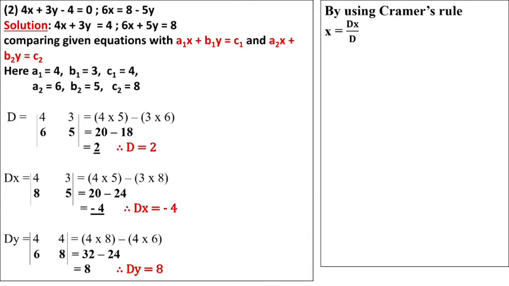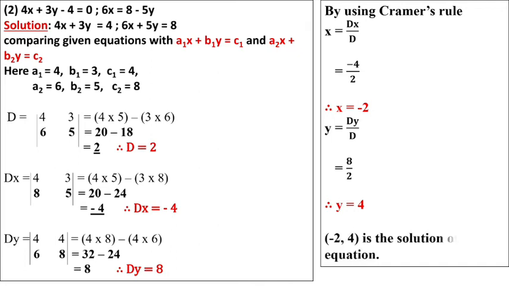dx value we got is minus 4 and d value we got is 2. So 2 1s are 2, 2 2s are 4, so x value we got is minus 2. In the same way, y equal to dy upon d. The dy value was 8 and the d value is 2. 2 1s are 2, 2 4s are 8. So here y value we got is y equal to 4. It means our answer is minus 2 and 4 is the solution of the equation.